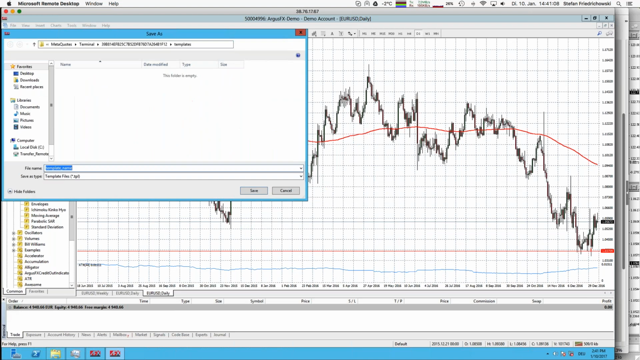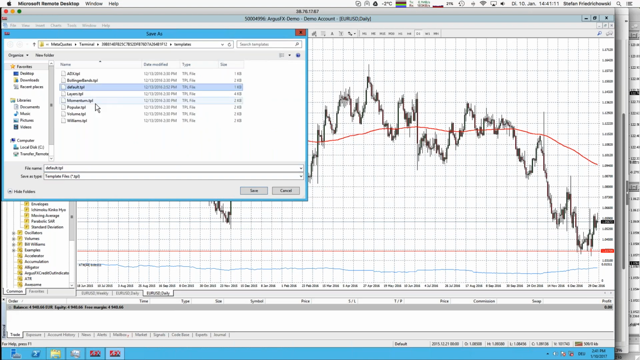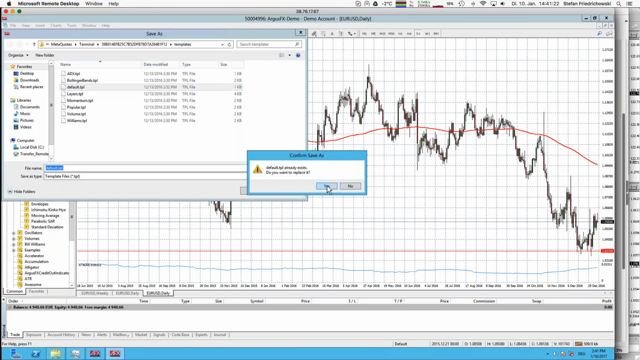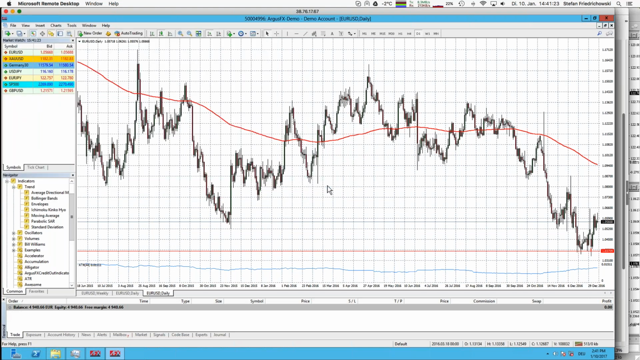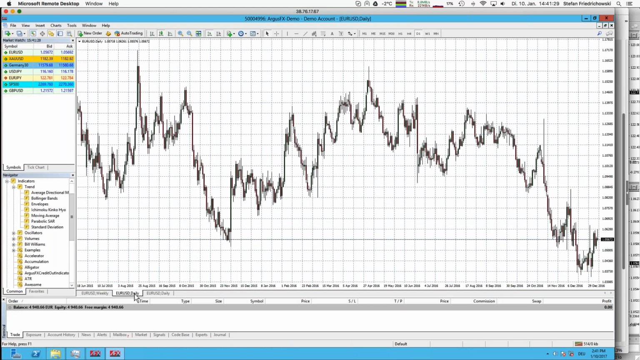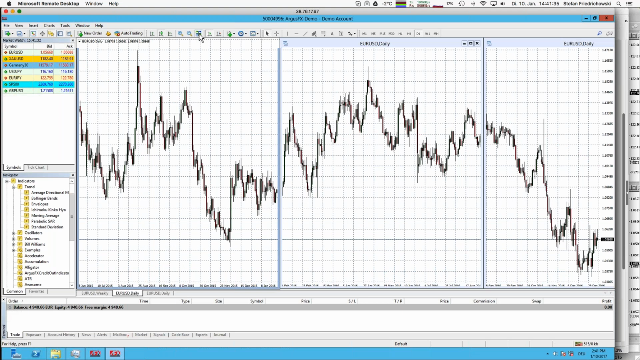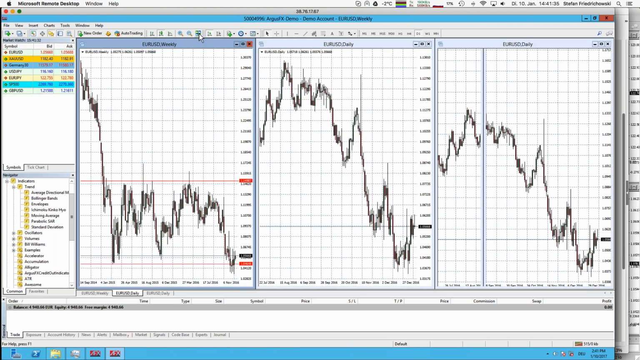And now the name you should use here is default, because whenever we open a new chart, it will open with the default template, and therefore that one is my choice here. And now let us get rid of the other charts here, which have already been within that window, and simply I delete them.